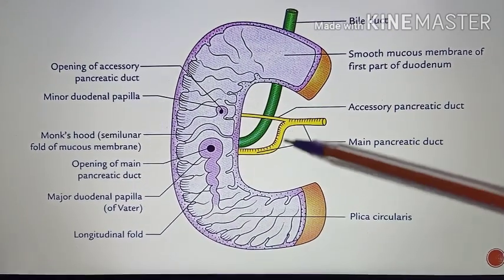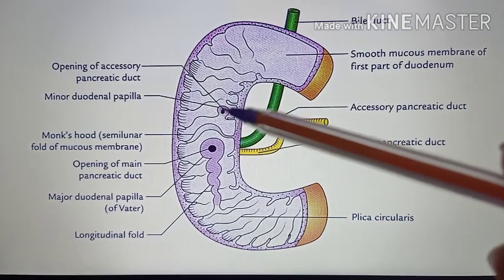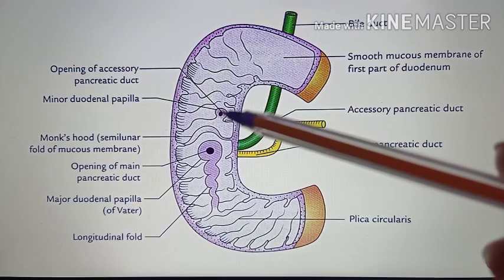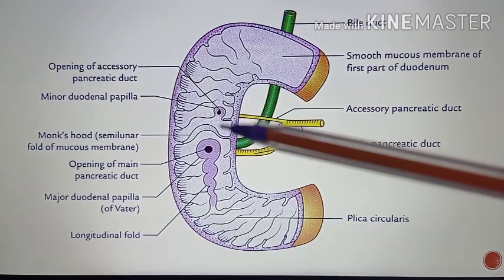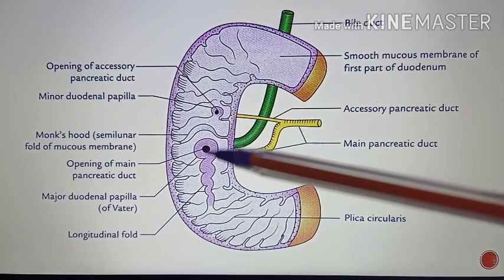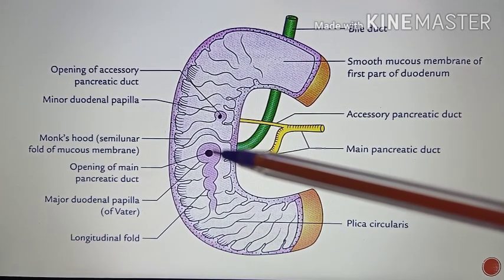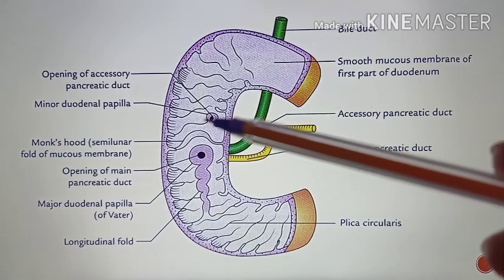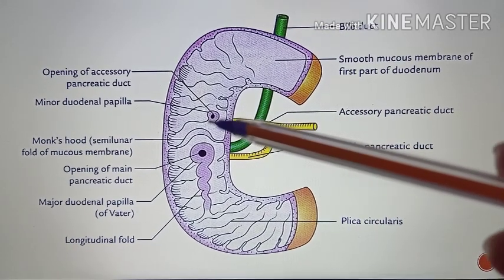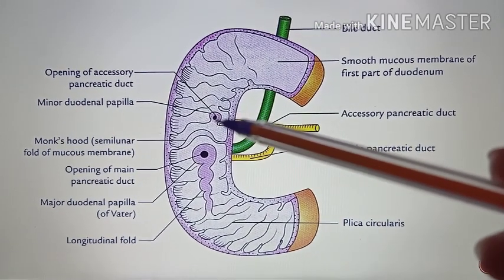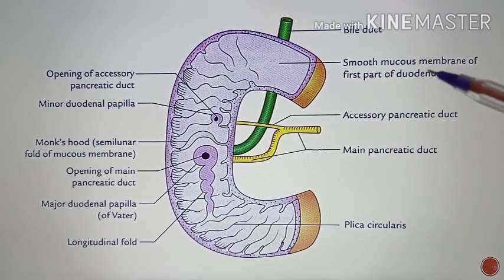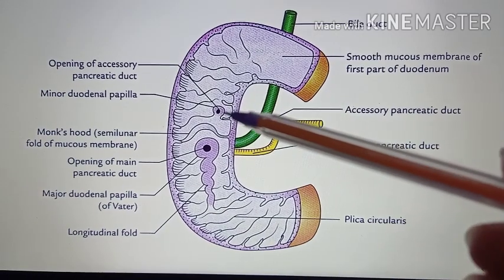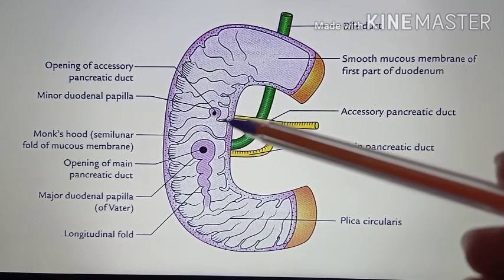Now coming to the minor duodenal papilla. It is a small conical projection situated 2 centimeters above the major duodenal papilla. This is the major duodenal papilla, and just 2 centimeters above it, slightly ventral to it, will be the minor duodenal papilla. Here the accessory pancreatic duct opens into the minor duodenal papilla.